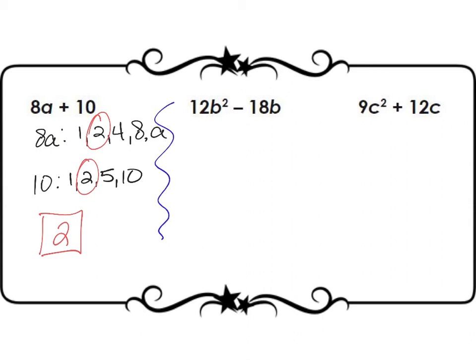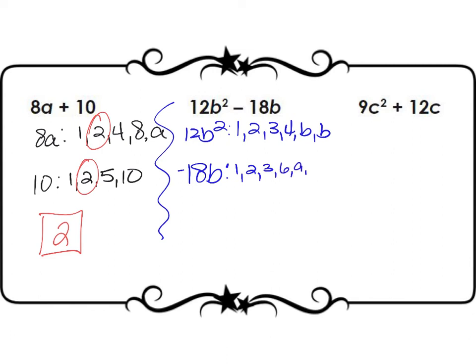All right, let's try the next one. We have 12b squared, and then we have negative 18b. 1, 2, 3, 4, and then b. We have 1, 2, 3, 6, 9, and 18, and then a b. So when I go to circle these guys, it looks like the largest value is going to be a 3 and a b. So when I multiply that together, that's 3b.